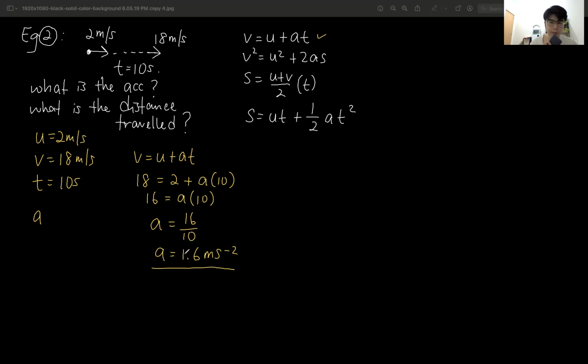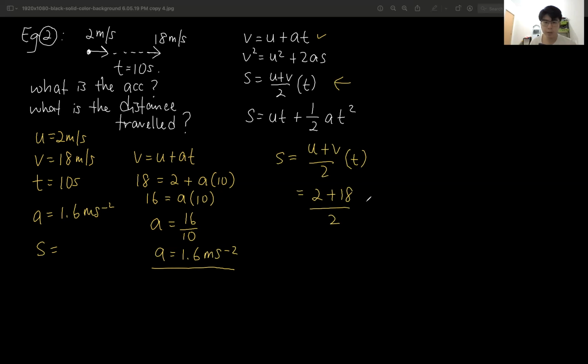Okay, so 1.6 meters per second squared. Then we find S, okay, A we have. Which formula do we use? Anyone, you can use any. So let's say I want to use the third one. S equals (U plus V) over 2, times T. 2 plus 18 divided by 2, times 10 seconds. 2 plus 18 is 20, so 100. 100, unit in meters, because this is displacement. The displacement symbol is S, but the unit is meter.